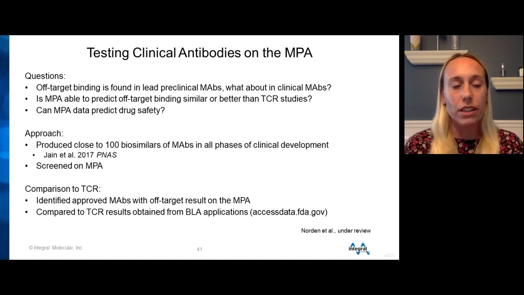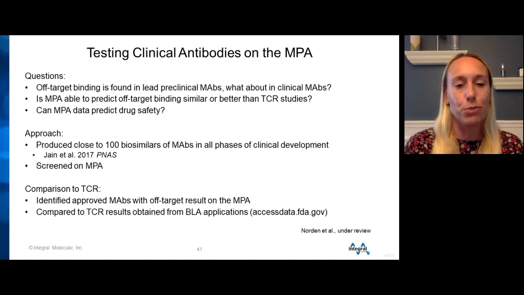Here is our approach on the experiments that we performed. We produced up to or close to 100 biosimilars of antibodies that are in all phases of clinical development and also approved antibodies. And then we screened them on the MPA to see if they had any off-targets. And this larger study is now prepared for publication. We just submitted it last week and it's under review. So if you're interested in this data and some of these discussions, then I encourage you to be on the lookout for a new paper.